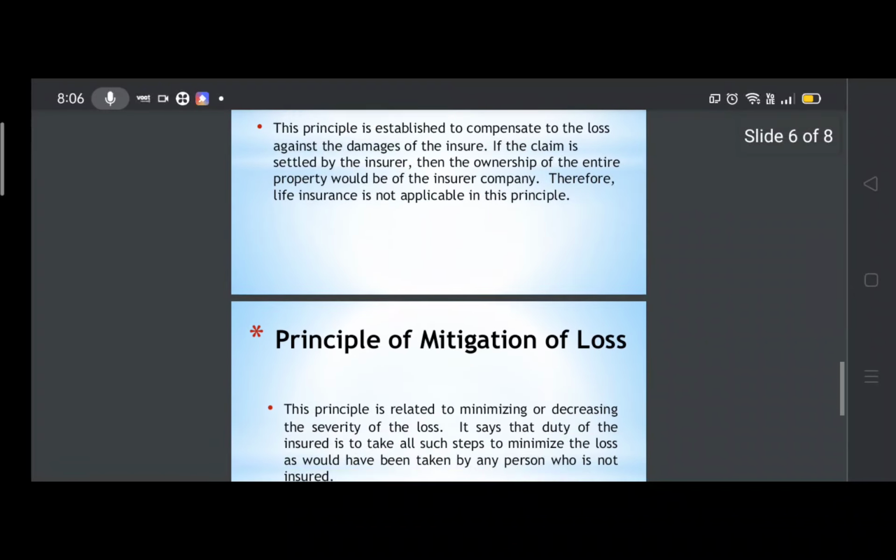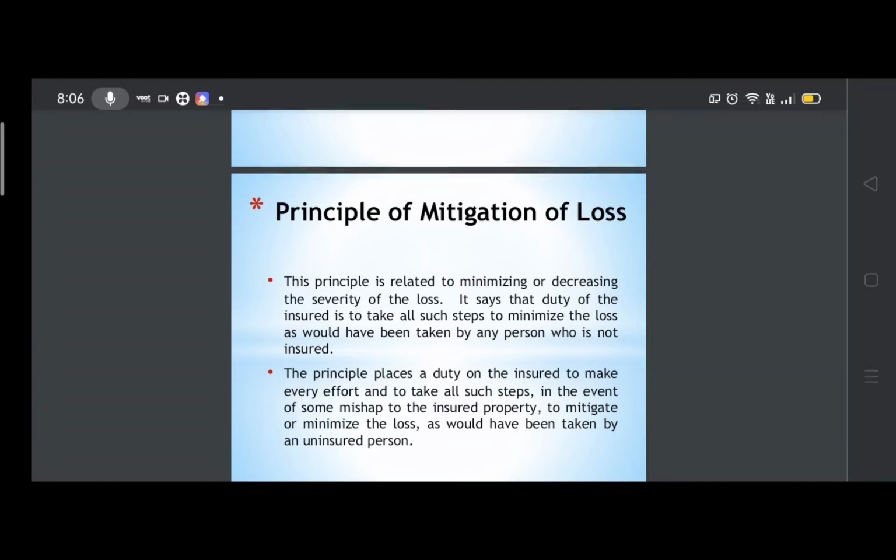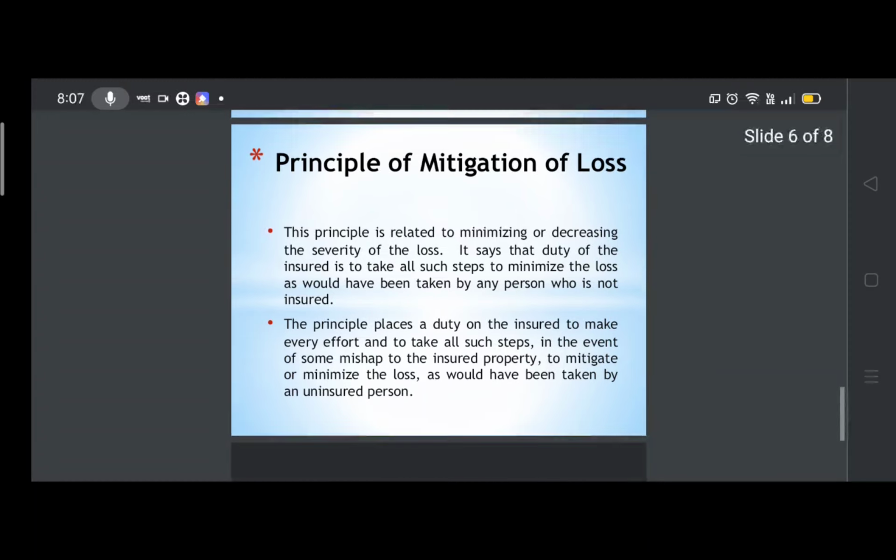Then we have the principle of mitigation of loss. This principle is related to minimizing or decreasing the severity of the loss. When the insured is claiming for the insurance, he or she is supposed to show the actual amount, and should not inflate it and give it to the insurance company. They should reduce the severity of anything happening. Such steps should be taken to minimize the loss, as could have been done by any person who is not insured. So that is what the principle of mitigation of loss tells us.